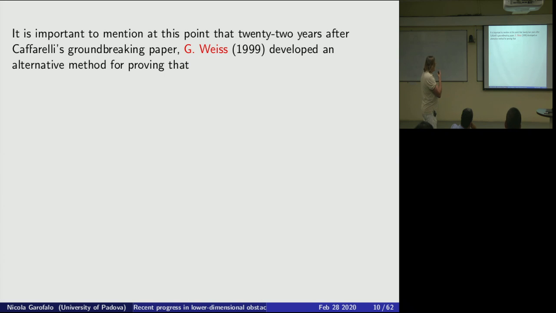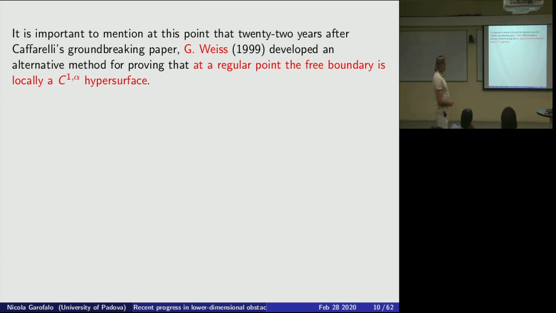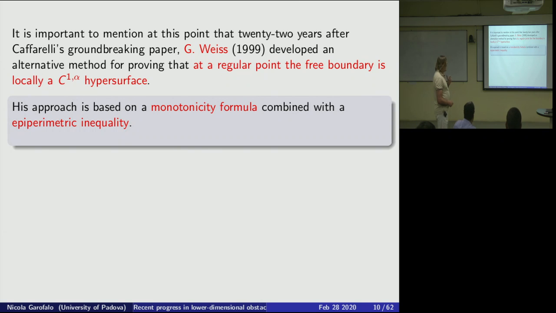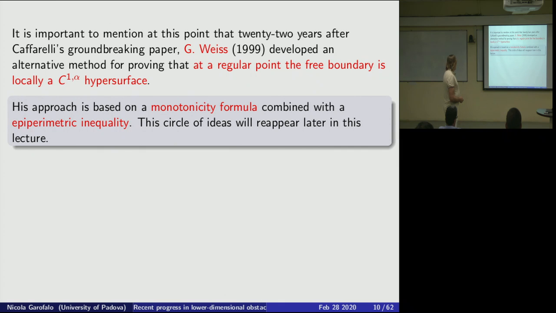So at this point, it's important that I mention that 22 years after Caffarelli's groundbreaking work, George Weiss, precisely in 1999, in Inventiones Mathematicae, developed an alternative method for proving that at a regular point the free boundary is locally a C^(1,alpha) hypersurface. His approach was based on a new monotonicity formula, which has since been named the Weiss monotonicity formula. And this monotonicity formula was combined by him with a new epiperimetric inequality. This is an inequality that comes from geometric measure theory, essentially. And we will see this circle of ideas reappear later in this lecture.